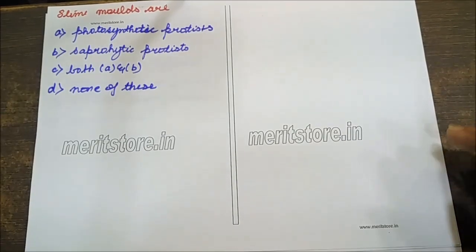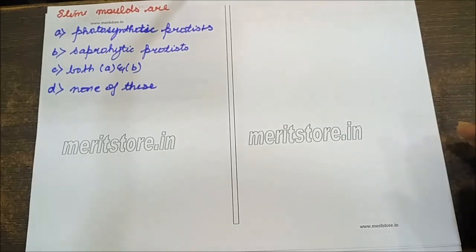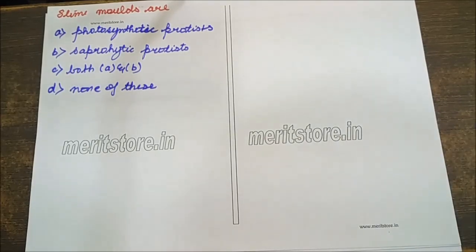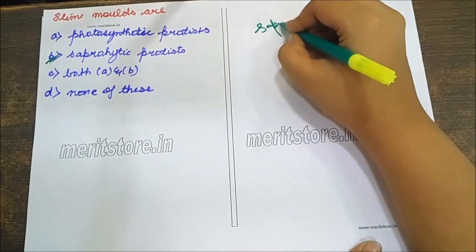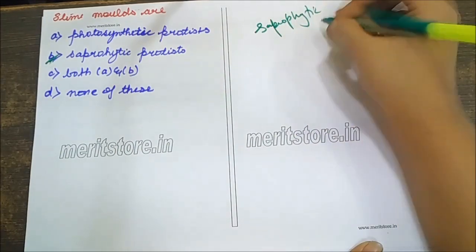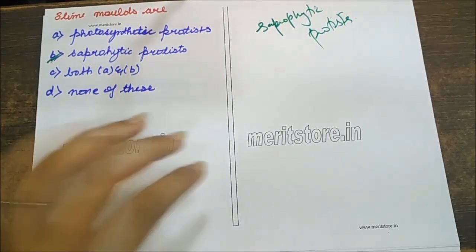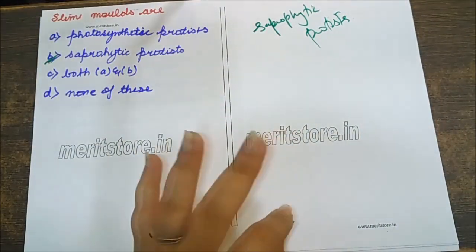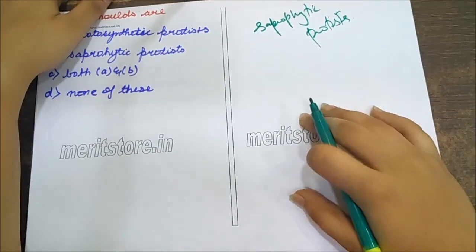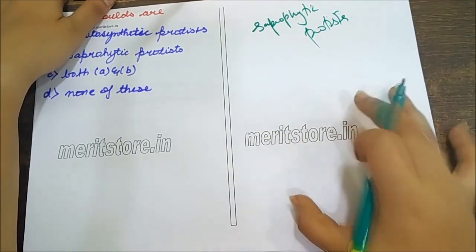Let's move on to the next question. Slime molds are photosynthetic protists, saprophytic protists, both A and B, or none of these. And the answer for this is saprophytic protists. Let's know how. Slime molds do not have chlorophyll. They are surrounded by the plasma membrane. Only somatic parts are without cell walls.